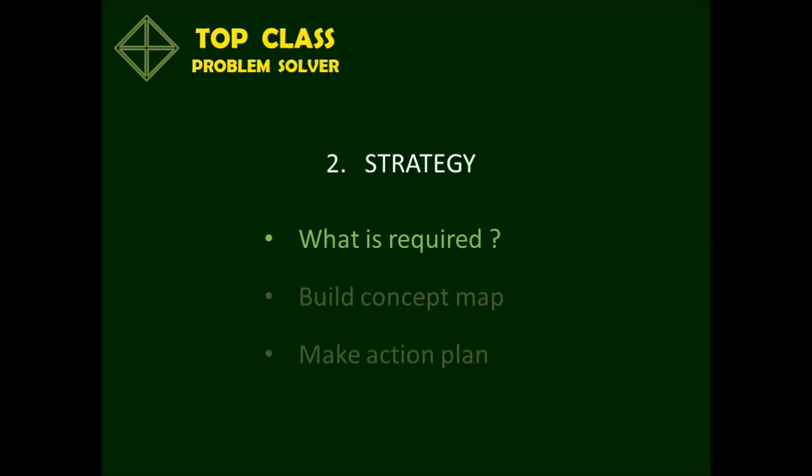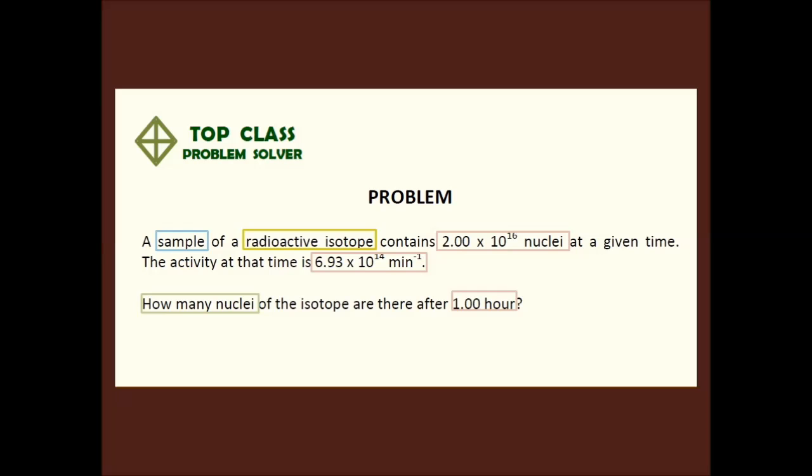The first step of the strategy is to determine precisely what is required. We are required to find the number of nuclei present after 1 hour. This is our parameter N final.